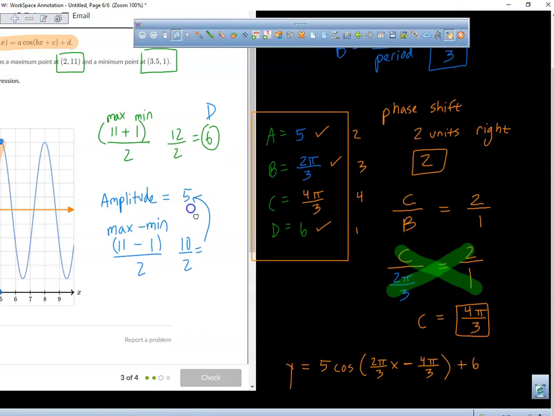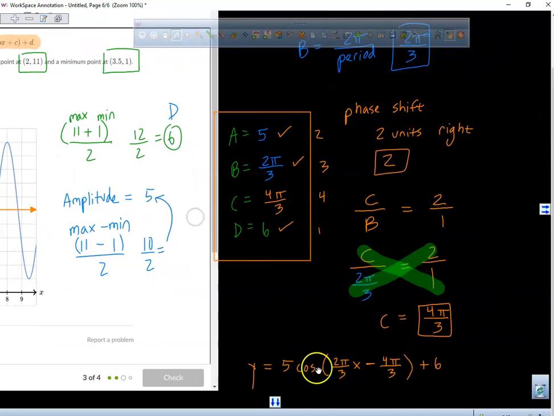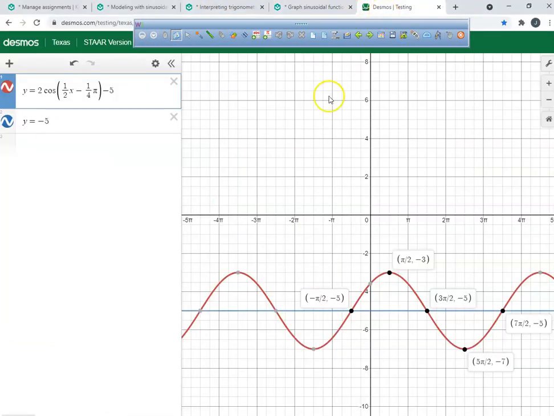Now, how could you check to see if you got it right? You could literally type it into Desmos and see if it has a what? A 2 and an 11 and a 3.5 and a 1. So if you wanted, like, I'm kind of worried, what do I want you to be able to do? I want you guys to go to Desmos.